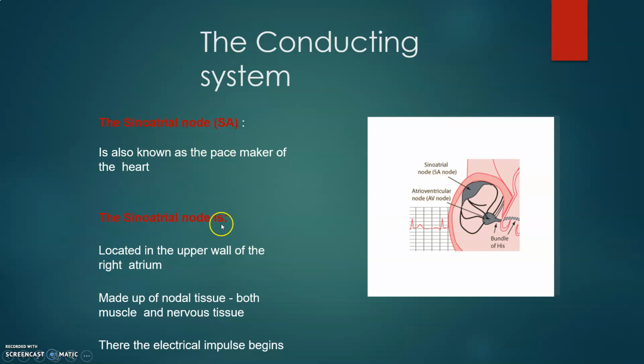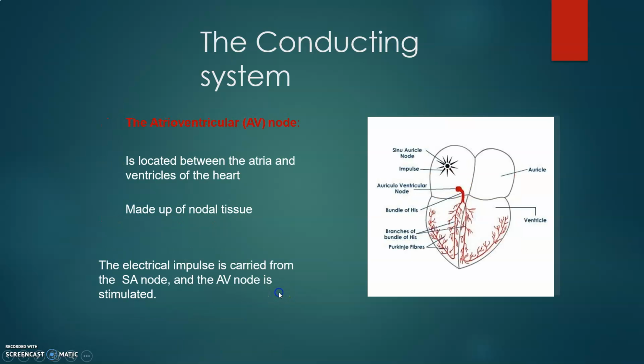Now the sinoatrial node, as we were discussing, is located in the upper wall of the right atrium. It is made up of the nodal tissue, which I have already told you are the modified muscles in the heart. They have both the muscles and the nervous tissue. Here, the electrical impulse begins. The atrioventricular node is located between the atria and the ventricles of the heart. It is made up of, again, nodal tissue. The electrical impulse is carried from the SA node and the AV node is stimulated.